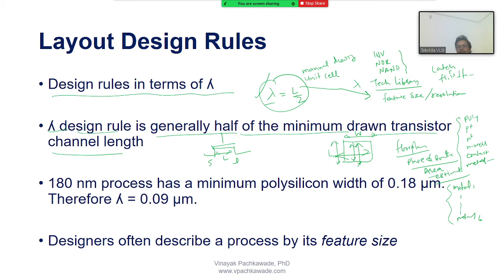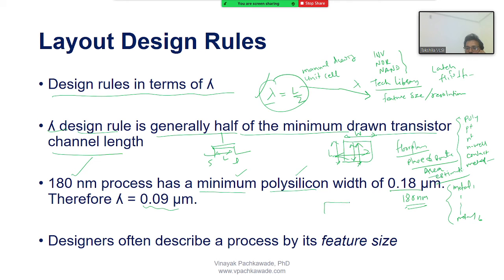Okay, how fast the transistor. So if you are working with a 180 nanometer process, it has a minimum polysilicon width of 0.18 micron, which is nothing but 180 nanometer. So lambda will be half of that, right? So why minimum polysilicon width? Why do we say that the polysilicon defines the channel length and therefore the lambda?